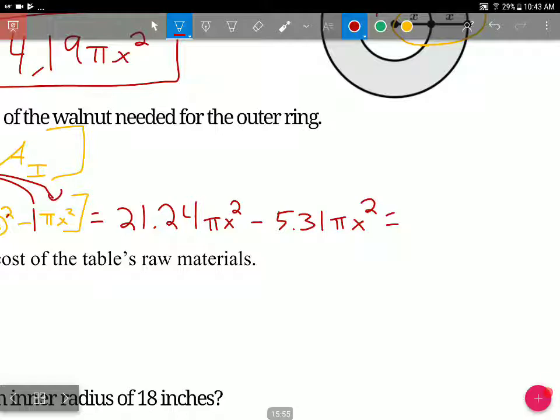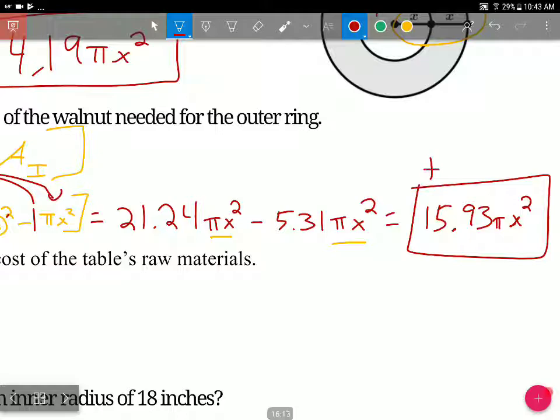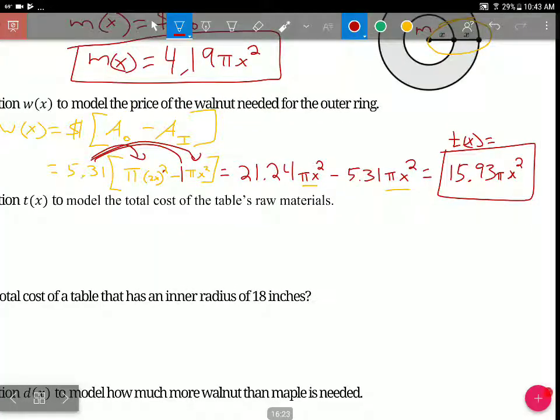Good. These are both pi x squareds, so add their coefficients. What's 2124 minus 531? 1593. $15.93 times pi times whatever the inner radius is squared. That is your total cost of raw materials. Cool?